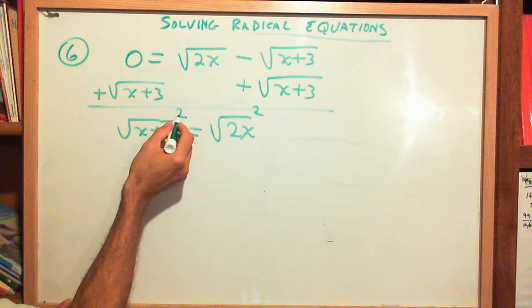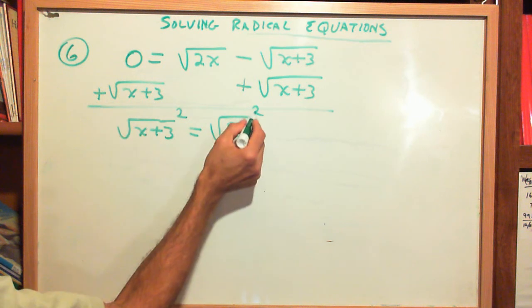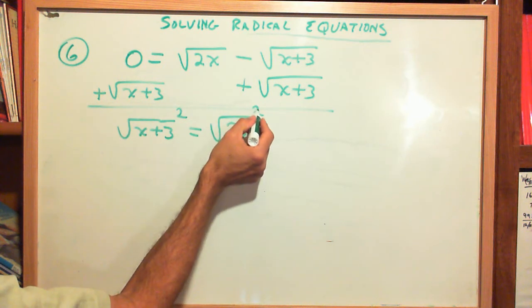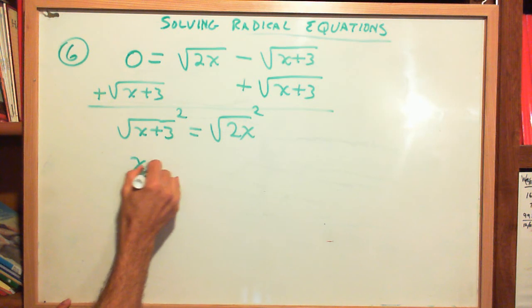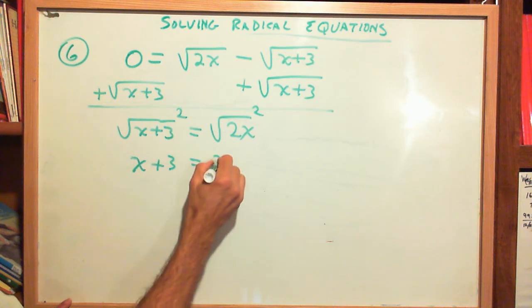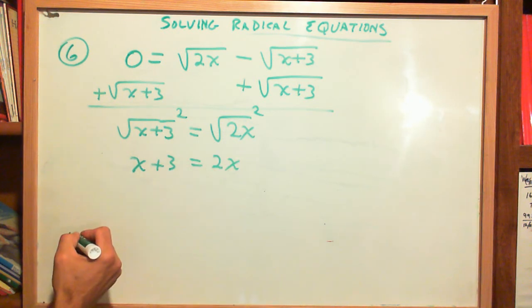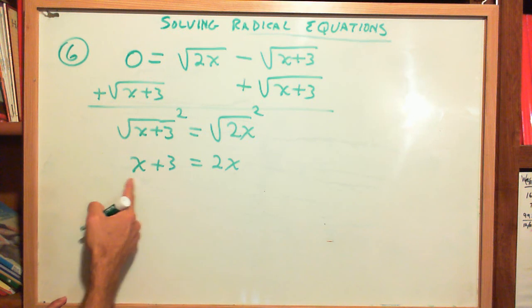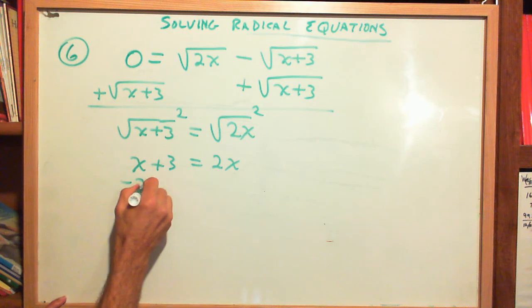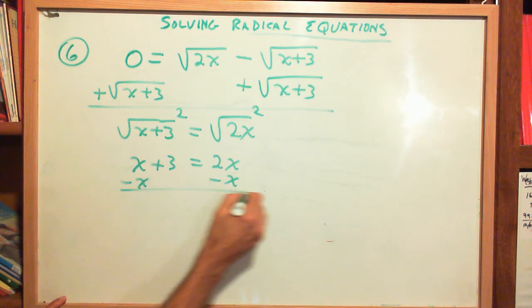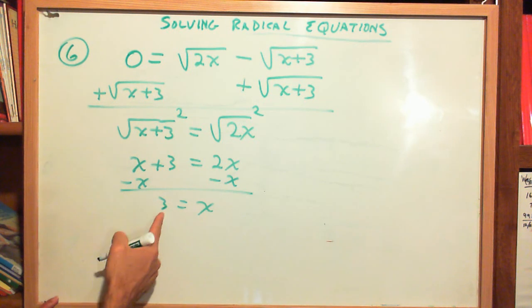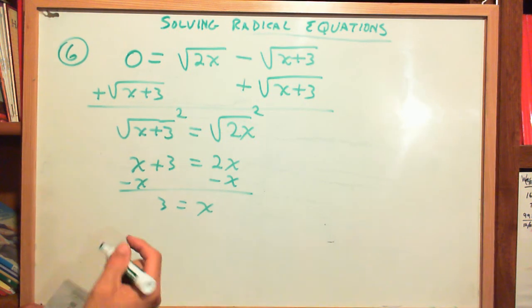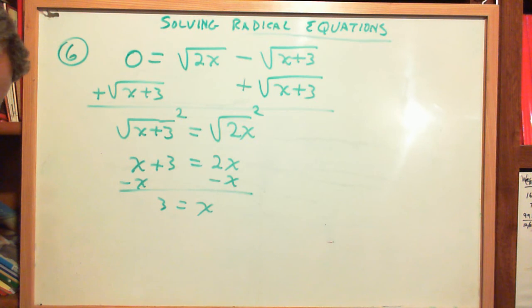And that gets rid of my radical sign. Remember, square cancels out square root. So x plus 3 is equal to 2x. Subtract x from both sides. I have 3 is equal to x. X is equal to 3. Pretty simple. Okay? I think that is about it.